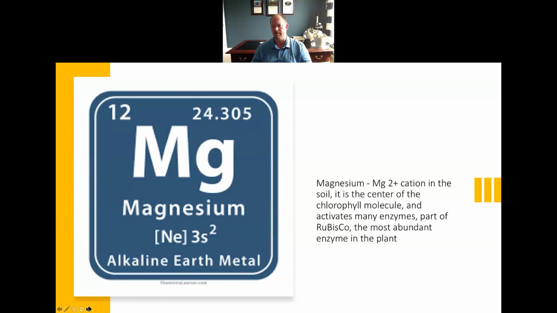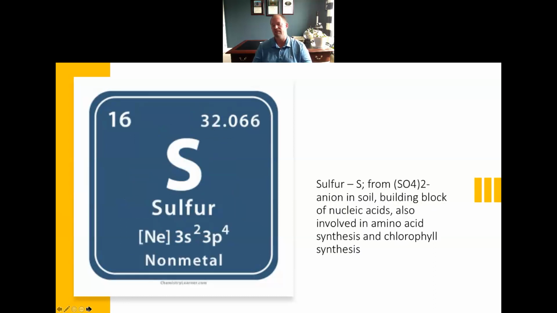With nitrogen, it's being used as part of the Rubisco molecule, which is the most abundant enzyme in the plant. The next macronutrient in the plant is sulfur. This is in the form of sulfate, another anion, so it's a negatively charged ion. It has a net 2 negative charge. And again, the plant is deriving this from the soil.